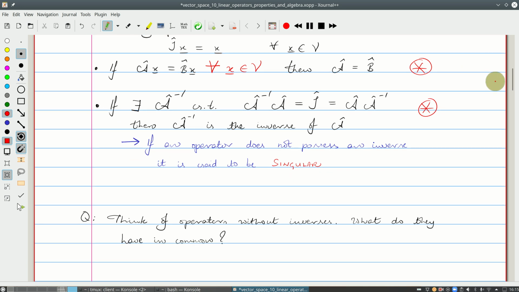Now what about operators without inverses, and what do they have in common? Now let's think about it. The rotation operator takes some vector and rotates it into another vector. Well, you can always rotate back, right? I mean, there's nothing to stop you. If you can rotate this way, you can rotate that way. You just rotate by minus the angle we rotated that way. So the rotation operator almost definitely has an inverse.